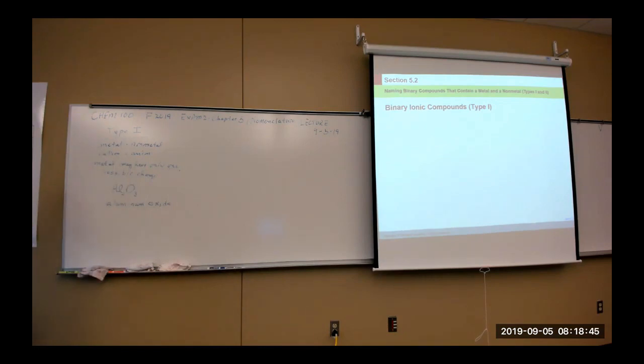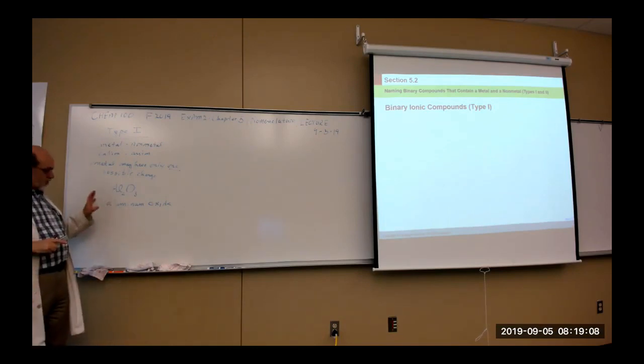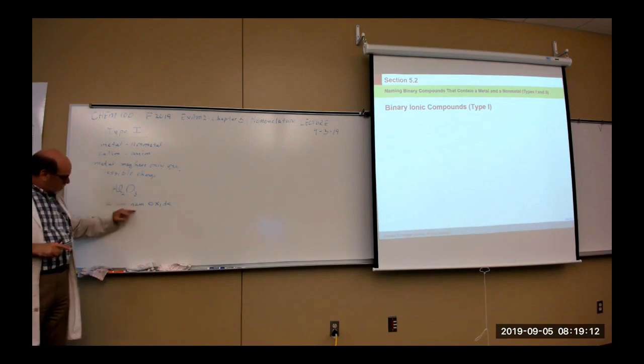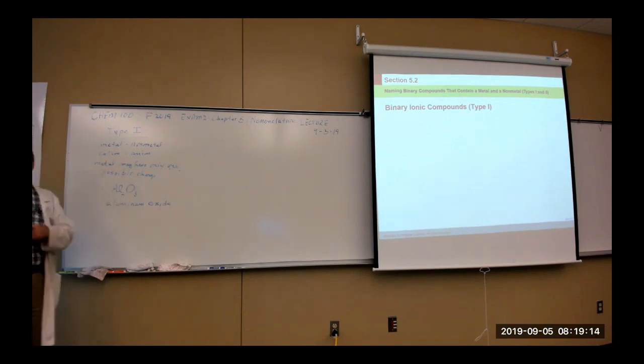Okay. Now, does this satisfy the type 1 rules? We've got a metal and a non-metal, cation, anion, that's true. Does the metal have only one possible charge? Yep. Plus 1, plus 2, plus 3. Always. So we're safe in using this convention. We just have to say aluminum oxide. And it's unambiguous. It's not redundant.